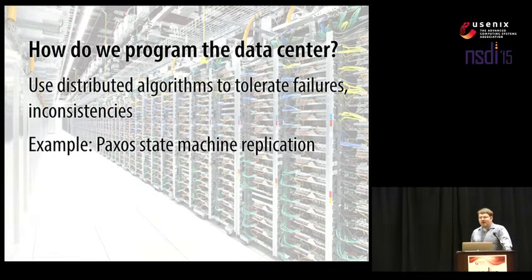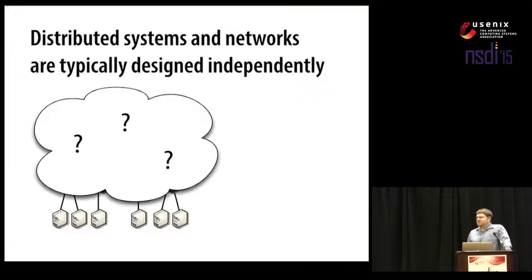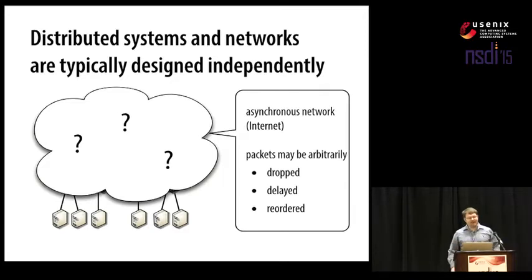Traditionally, the way we design distributed systems is to do it completely independently of the network. And as a result, the designers have to treat the network as a black box, really as an adversary. They're making very conservative assumptions about it. So for example, a standard assumption that's used by algorithms like Paxos is that the network is asynchronous and lossy, that any packet might be lost, delayed arbitrarily, reordered, or maybe modified or mangled in some other way.